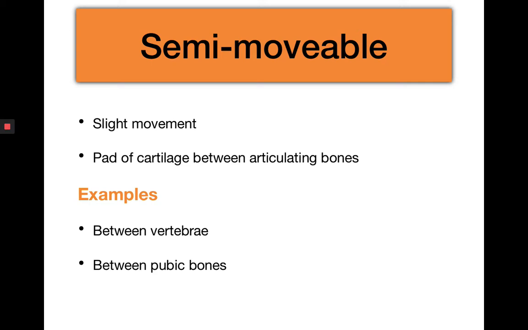And then between pubic bones, so we have this pad of cartilage between the left and the right hip bone, where they meet in the middle. Also, if we looked at our ribs on page 7, these rib bones all meet with cartilage, and the cartilage will go into the sternum. So this allows for expansion of the rib cage also.